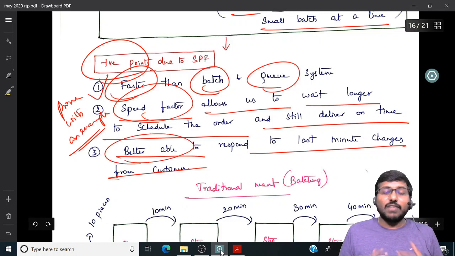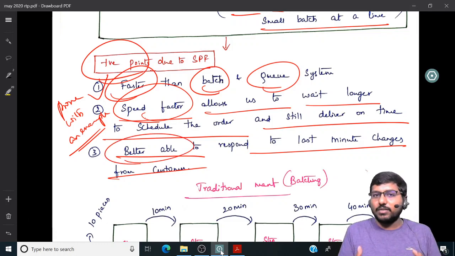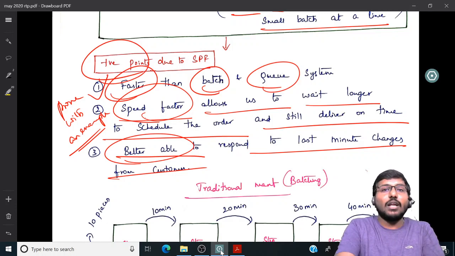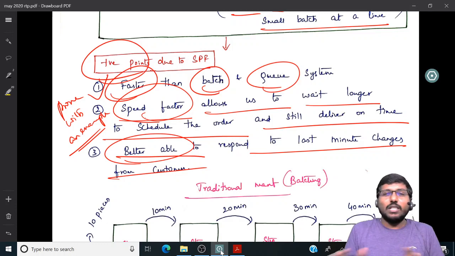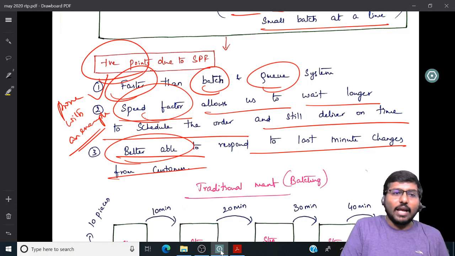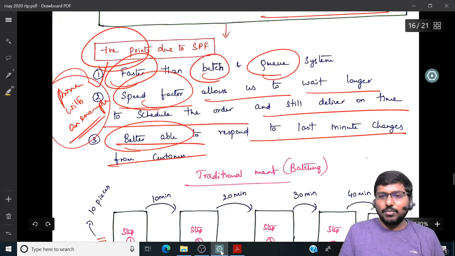And also it gives us the flexibility to respond to the last minute changes given by the customer, because I manufacture one unit at a time, and I do it faster, and I wait longer, and then I do it at the end. So if there are any changes from the customer, I will be able to do that. Got it? Okay, as I told you, I'll prove these things with an example. So let's go to the example.